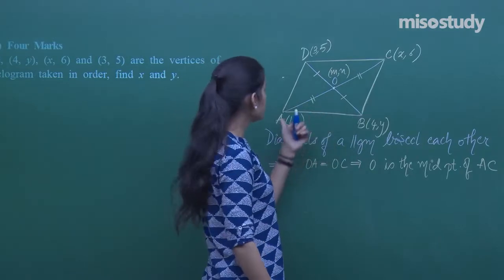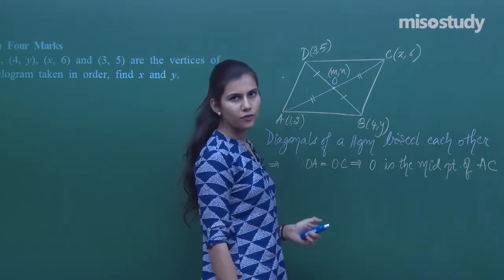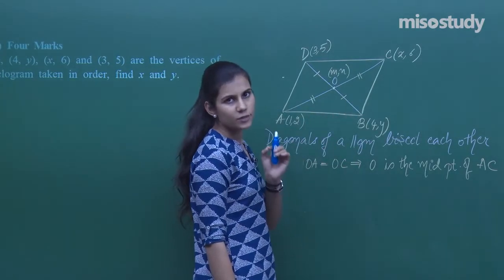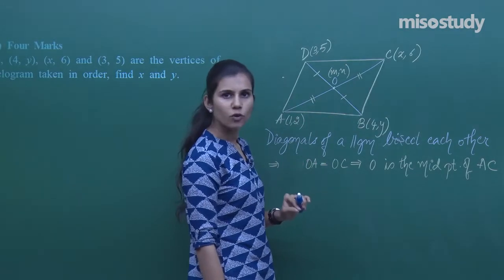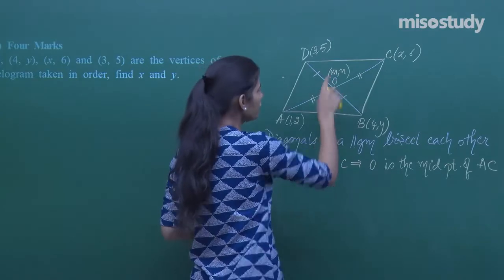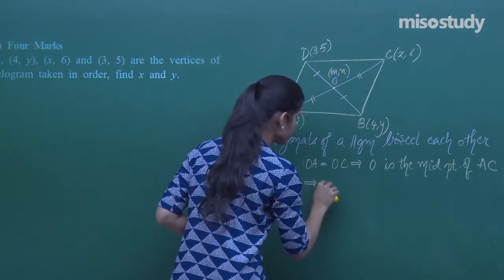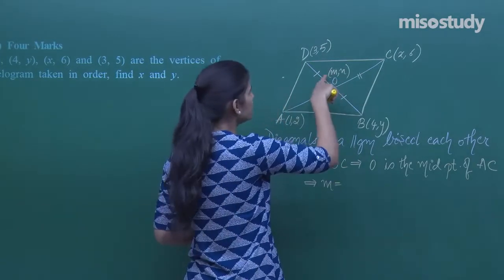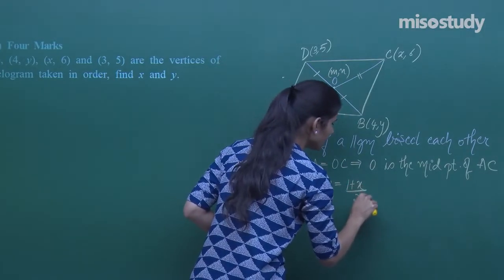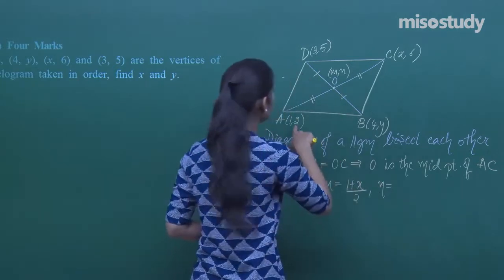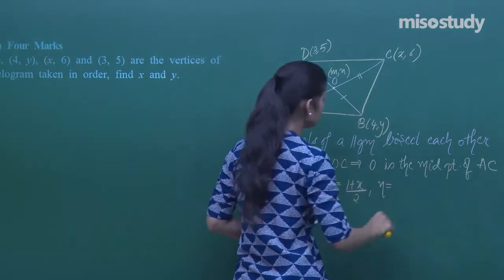If O is the midpoint of AC, let the coordinates of O be m comma n. By the section formula, for the particular case of computing the coordinates of a midpoint, I can compute the coordinates of O. So the x coordinate of O will be 1 plus x divided by 2, and the y coordinate of O would be 2 plus 6 divided by 2.